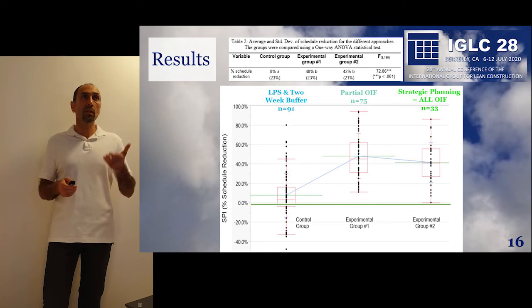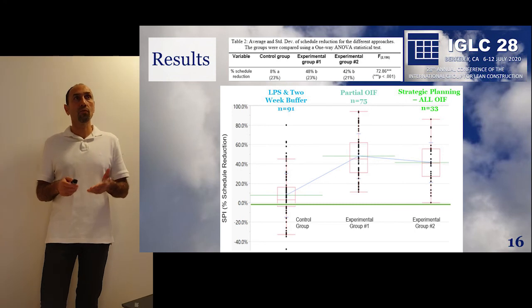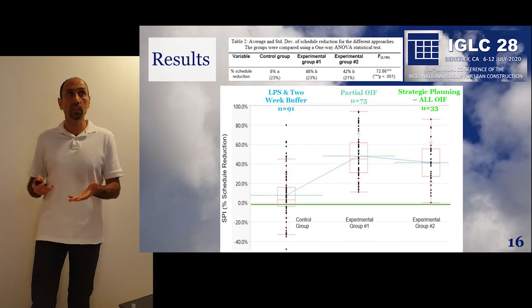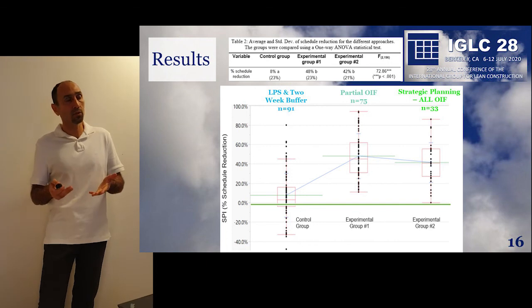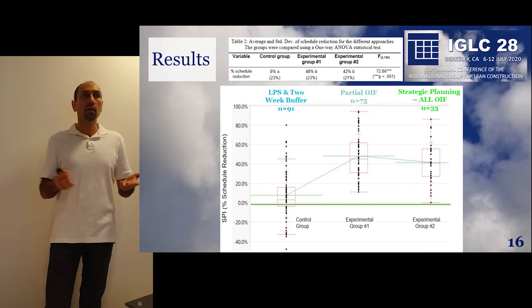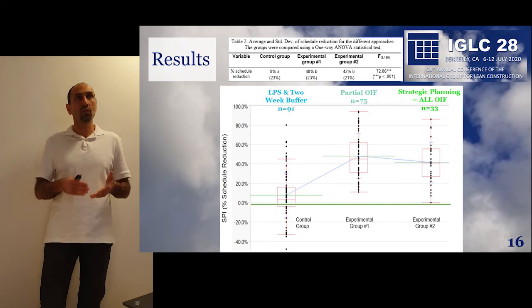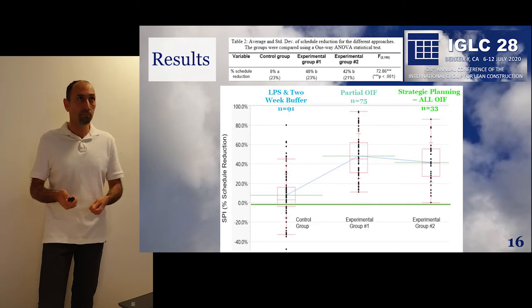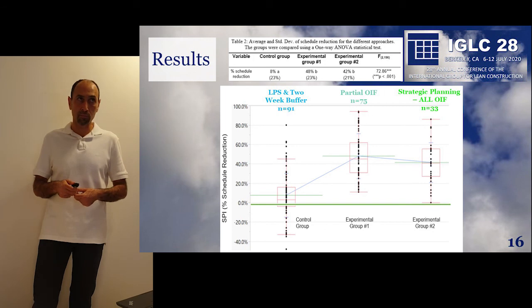And you can see here that the partial OIF calls for 48% of reduction, and the strategic planning calls for 42. So they're not far off, and they are clearly demonstrating that the flywheel of the optimized installation flow is viable. So this is great results, and I'm really proud of the team to really demonstrate that capabilities.